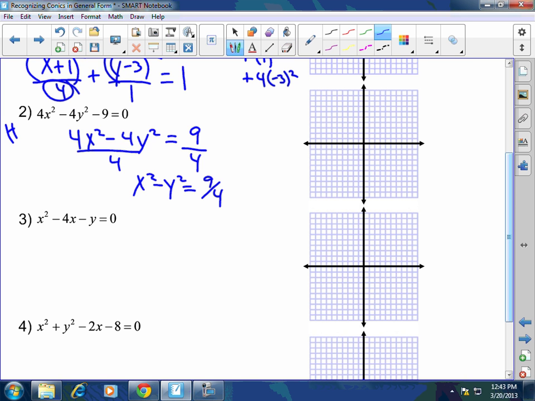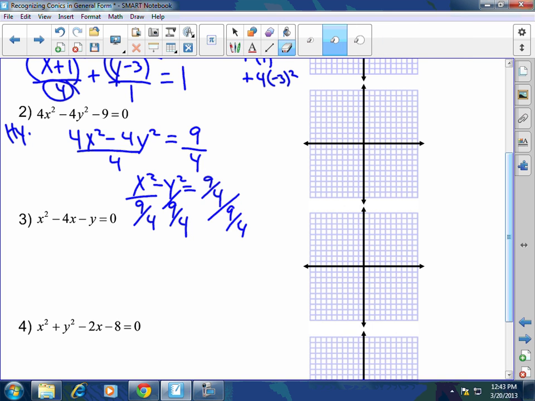So what I'm going to do is this. If I were to divide by 9, first of all, I'm going to have 4/9 x squared and 4/9 y squared. I can't have that. Nothing can be in front of the x or the y in a hyperbola. So what am I going to do? I'm just going to divide both sides by 9/4. So in the end, that'll be a 9/4 here and a 9/4 here. And this goes to 1. That's my equation.